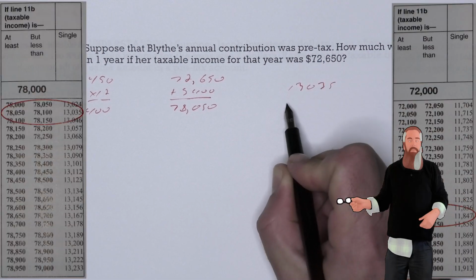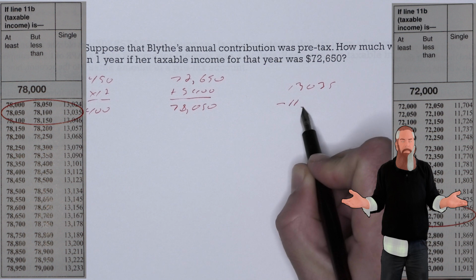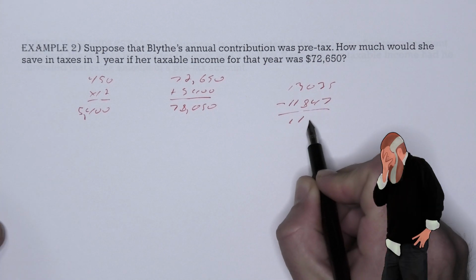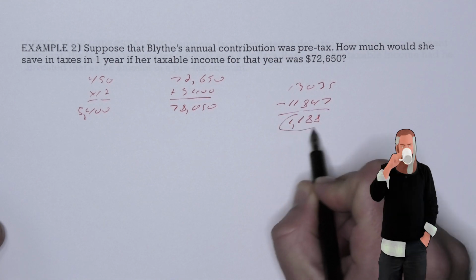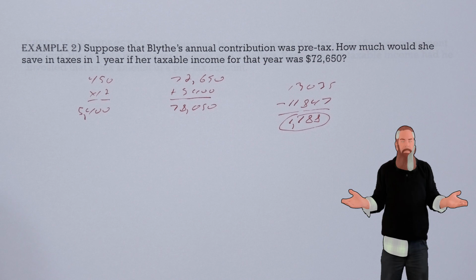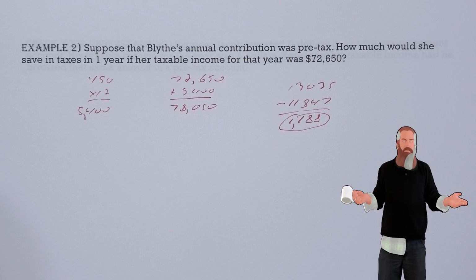To find how much Blythe saved, subtract the taxes with the reduction from the taxes without the reduction, meaning $13,035 minus $11,847 will give $1,188. By opening up a retirement account in which the retirement savings were pre-tax deferred, Blythe saved $1,188 in taxes.